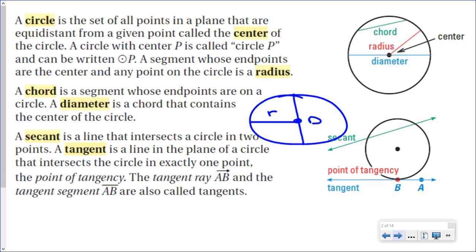The next one would be a chord. A chord has endpoints on the circle, but it doesn't go through the circle. This is an example of a chord. Two endpoints on the outside of the circle, and then it connects. And remember, this is called the center of the circle.